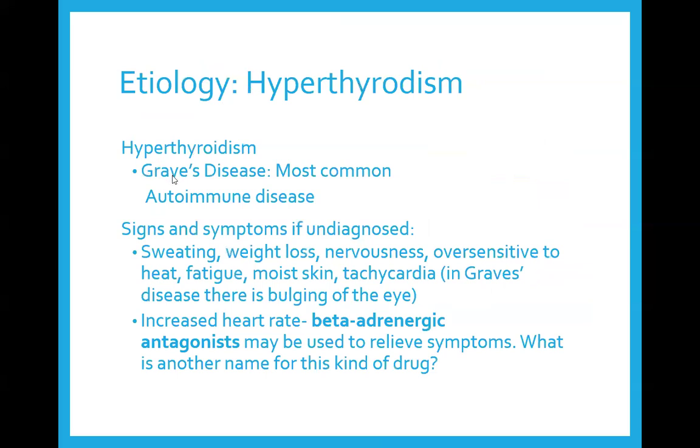Hyperthyroidism is also called Graves' disease. It's the most common autoimmune disease there is. Signs and symptoms, if undiagnosed: sweating, weight loss, nervousness, oversensitivity to heat, fatigue, moist skin, and tachycardia in Graves' disease. There can also sometimes be a bulging of the eyes. With increased heart rate, beta-adrenergic antagonists may be used to relieve these symptoms.